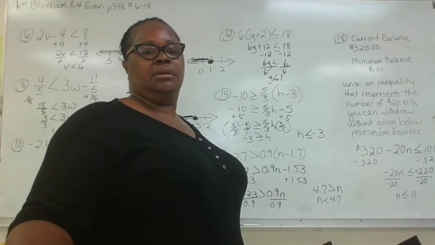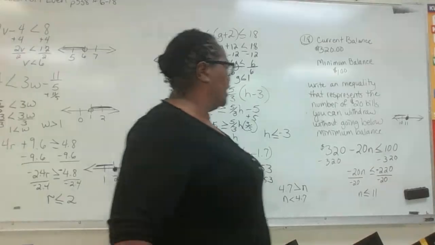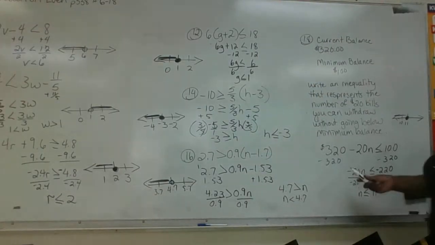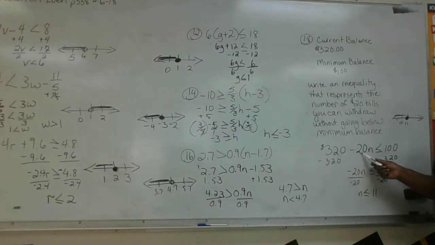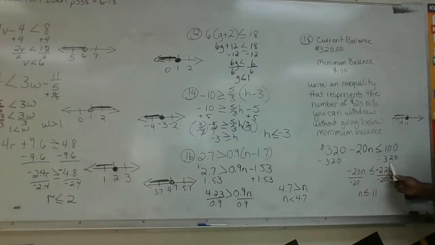oh boy, did you get that? No, you didn't. Let me try it again, okay? We have 320 minus 20n, we don't know how many $20 bills, less than or equal to $100. Then we move the 320 to the other side, negative 320, and therefore we were left with negative 220. Then we divided both sides by negative 20, okay? And then we discovered that n is less than or equal to 11, and then we graphed it, okay?